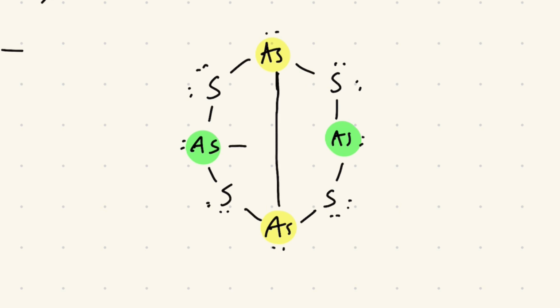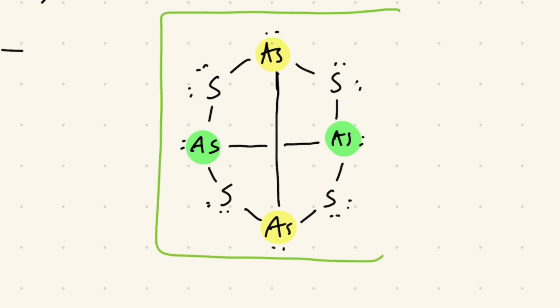There's no rules here about how long these bonds can be, because again, this is all 3D geometry. And this final structure, looks kind of like a shield almost, is actually going to be the most correct Lewis structure, because it happens to satisfy all of our rules.